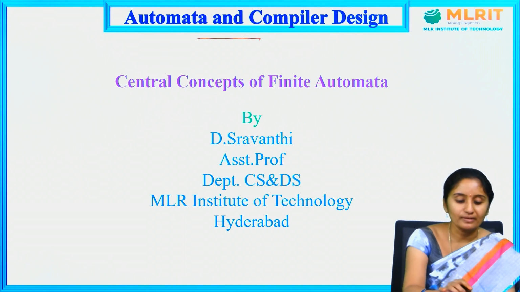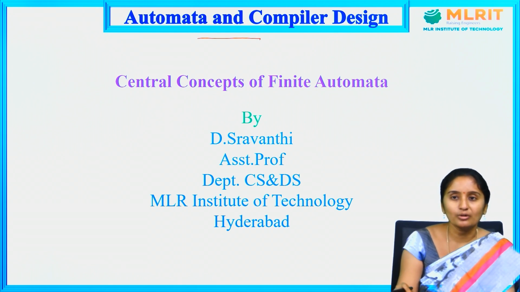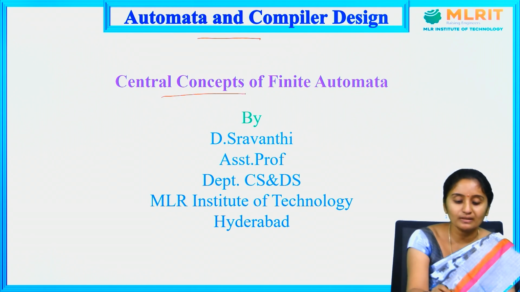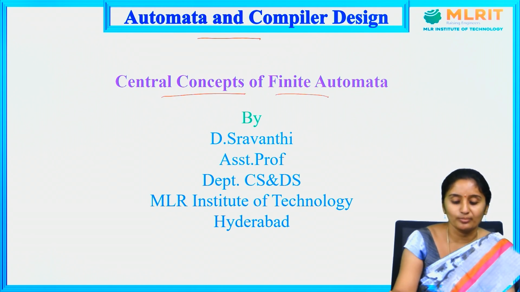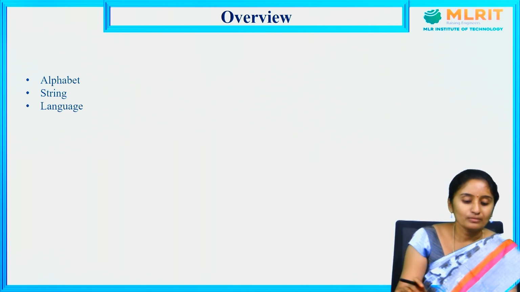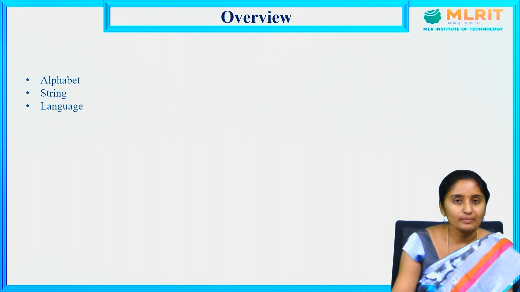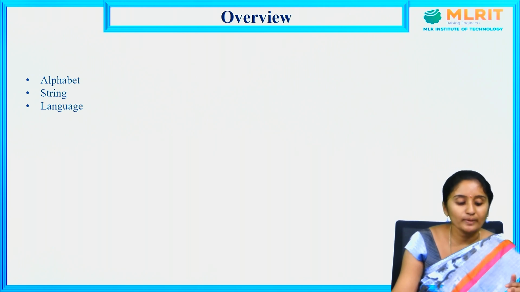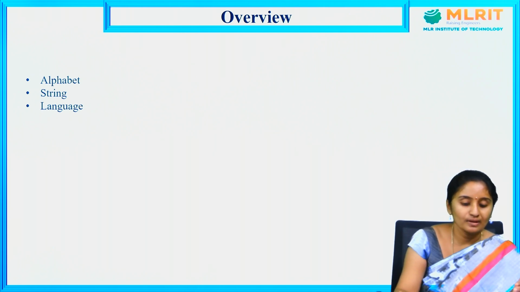In that subject, the first topic is the basic concepts of Finite Automata. To learn Automata and Compiler Design, we need to know the basic concepts and the terminologies we are going to use in Finite Automata. So, we are going to discuss what is an alphabet, what is a string, what is a language, what are the operations that take place in a string, and what are the operations that take place in a language. These are the three concepts we are going to discuss here.